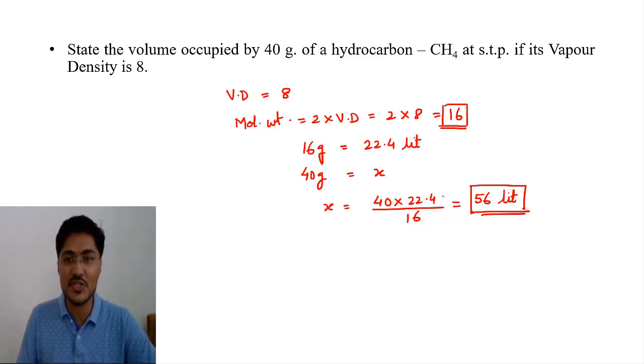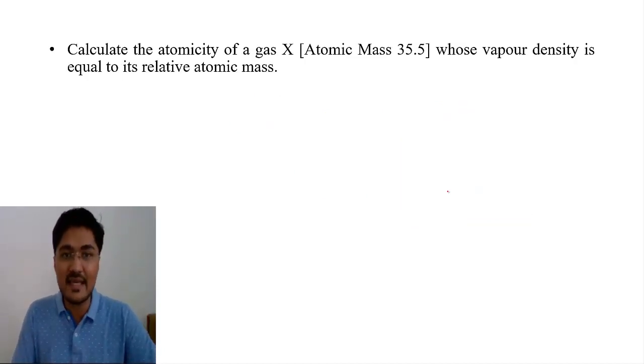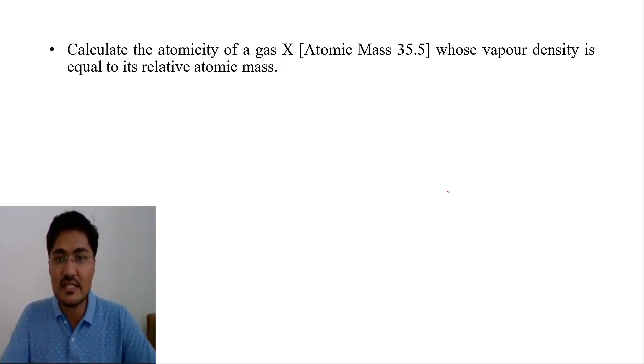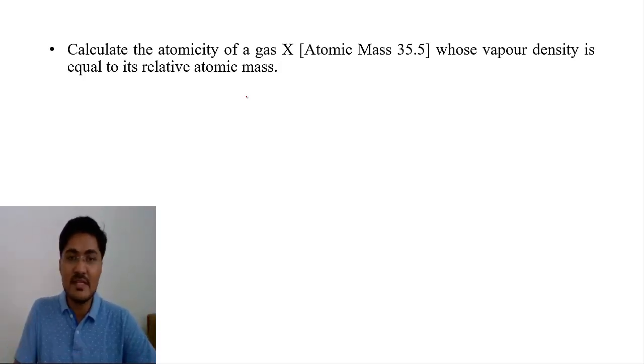Now let's look at the next question. Calculate the atomicity of gas X, which has atomic mass 35.5, whose vapor density is equal to its relative atomic mass. Atomicity is basically if X is one atom of a particular element, then to form a stable molecule, whether it needs 2 atoms of X or 3 or 4, that is called the atomicity. That is how many atoms are in one molecule of that particular element.